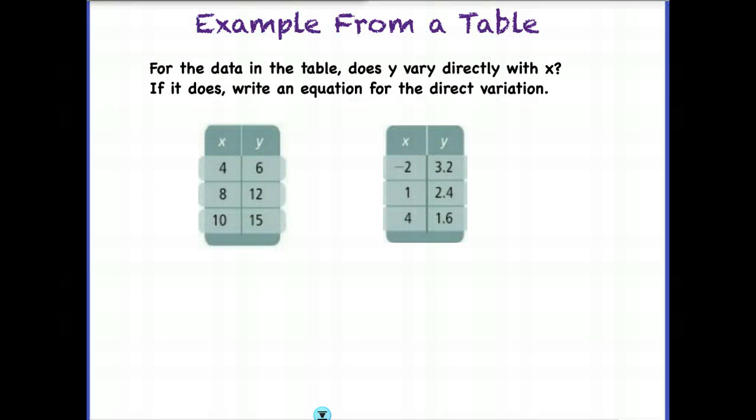Okay, and on our final slide, what we're going to do is look at an example from a table. So for the data in the table, does y vary directly with x? If it does, write an equation for the direct variation. So here's something where it's not telling you that it's a direct variation, but you have to determine if it is. So the way to do it is we need to find the change in y.